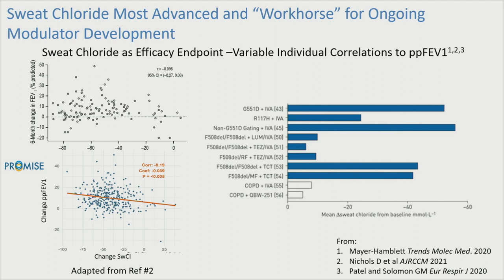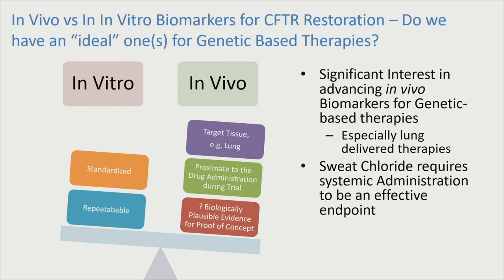So we have a pretty good workhorse for CFTR efficacy and physiologic efficacy in the form of sweat chloride. However, despite significant evidence that this is an effective biomarker for modulators, this won't work for nebulized therapy. So we don't have a systemic administration. We'll probably bring sweat chloride back as we go along, but at this point, it won't be the workhorse endpoint for this purpose. So therefore, we must think about what other in vivo assays can test direct proof of concept, compared to in vitro assays. In vivo assays that look at approximation of the target tissue, in this case delivery to the lower airways, and the target tissue itself with biological plausibility, I think tip us towards in vivo type biomarkers that will better answer this question than sweat chloride in the current trial design.